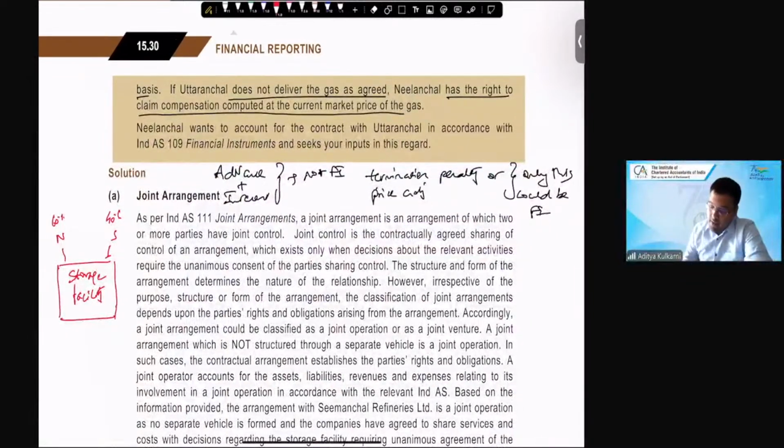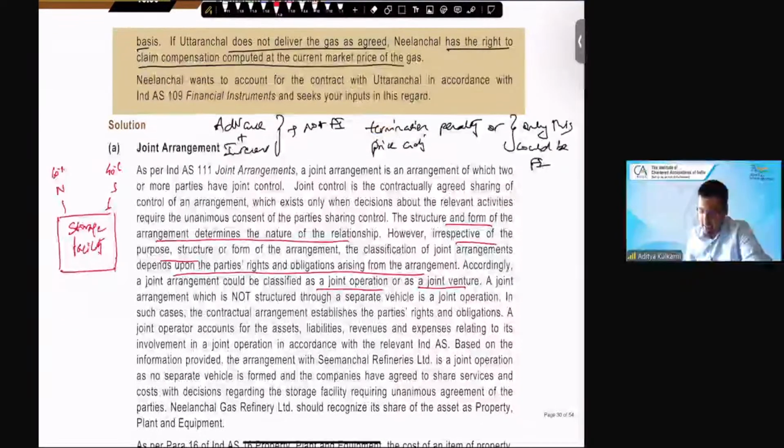All right. The structure and form of the arrangement determines the nature of relationship. However, irrespective of the purpose or structure, classification of joint arrangements depends upon the parties' rights and obligations. Accordingly, a joint arrangement could be classified as a joint operation or a joint venture. A joint arrangement which is not structured through a separate vehicle, which all of you are saying, is a joint operation. In such cases, the contractual arrangement establishes the parties' rights and obligations. A joint operator accounts for the assets, liabilities, revenues, and expenses relating to its involvement in a joint operation in line with the relevant Ind AS. Based on the information provided, the arrangement with Seemanchal is a joint operation.